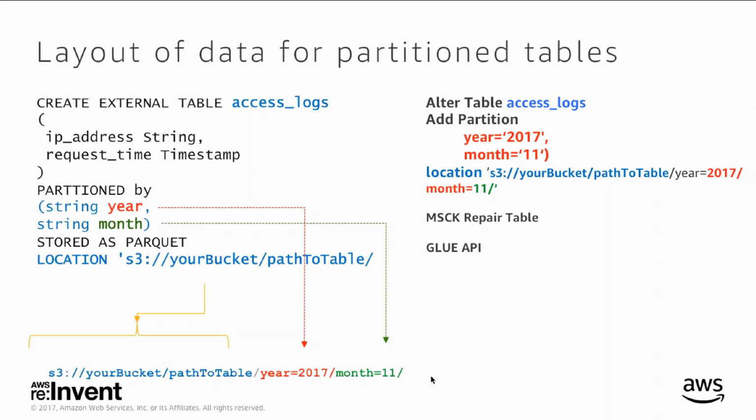But once you've done that once, then you can use the command above that says ALTER TABLE ADD PARTITION. That's when you manually add these partitions. Of course, you can use the Glue API. You can also use the Glue crawlers to automate a lot of this process and keep your partitions up to date.